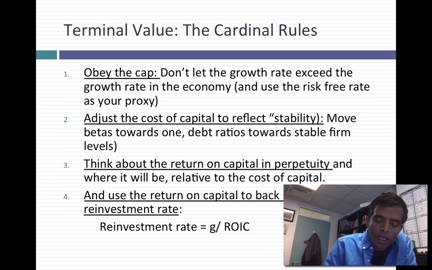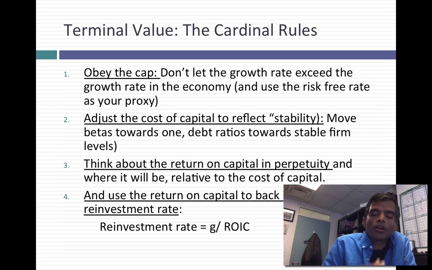Second, if you're looking at a stable growth firm 5-10 years out, give it the cost of capital of a stable growth firm. Again, in most quizzes, I tell you what that cost of capital is, but even if I don't tell you that number, that's a judgment call you can make, and I will never take points off if you move the cost of capital towards a mature cost of capital for a risky company.